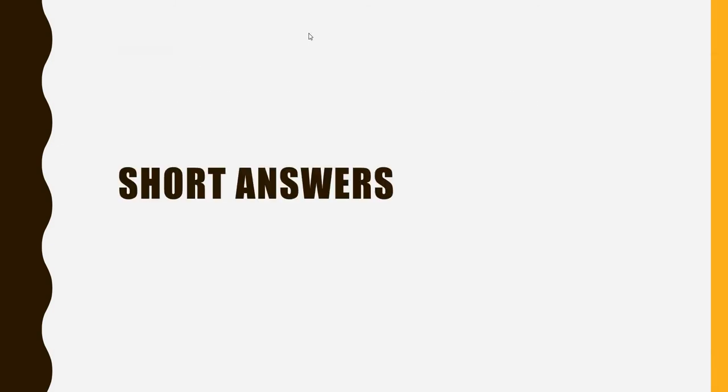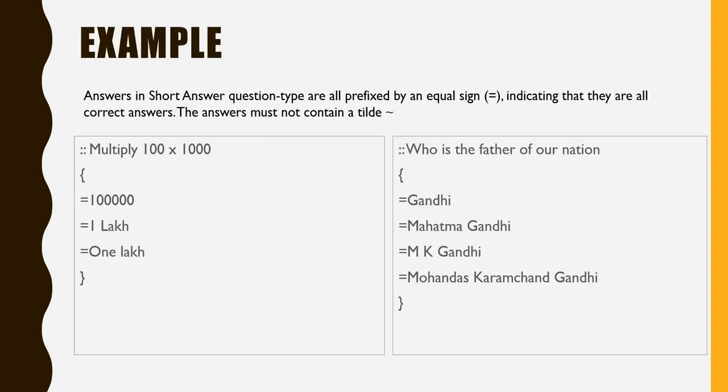So what if you have another type of question, short answers? How do you do it? Let's see now. The answers in the short answer type will begin with a prefix equal to sign for the correct answers. Please remember, we do not use the tilde symbol here. If you use it, it considers this as a multiple choice question.